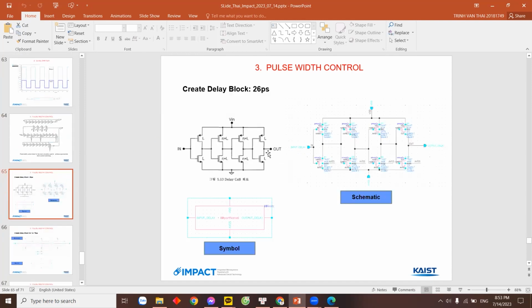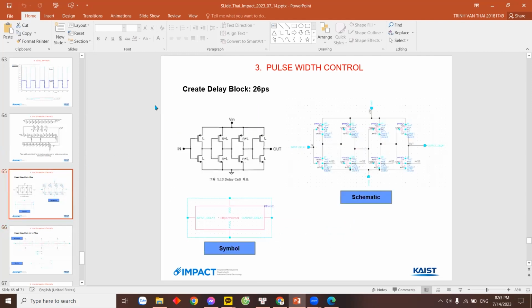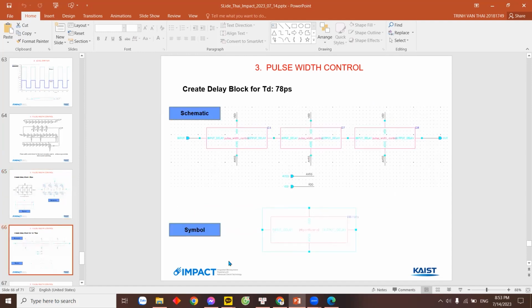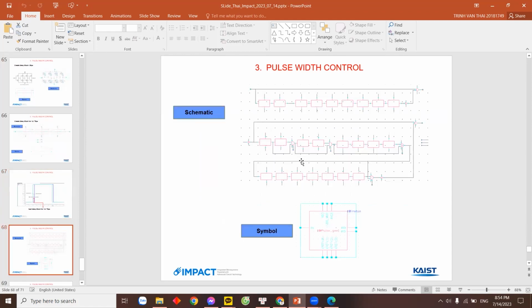First, I make a delay block from the Korean book like this, and I test that the delay is 26 picoseconds. Then to have the TD be 78, I make the series delay block from this block, and then I have the symbol. The TD block has delay 78. I have a test like this. And then I make the schematic for the pulse width control with the delay block, and then I make the symbol.